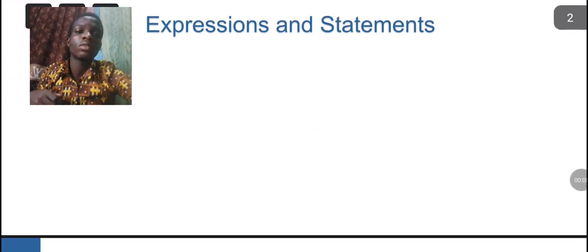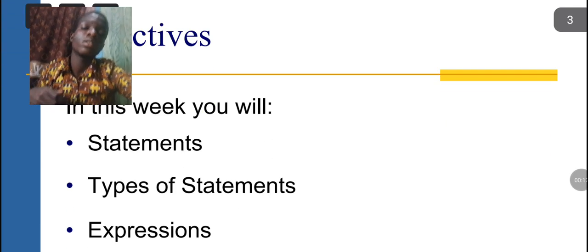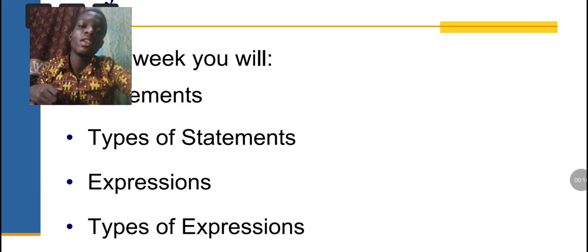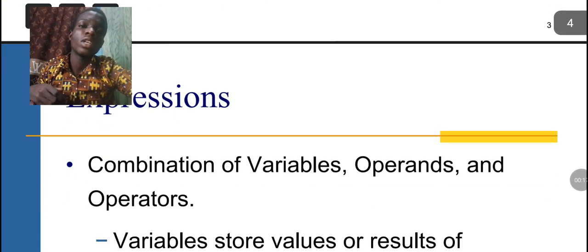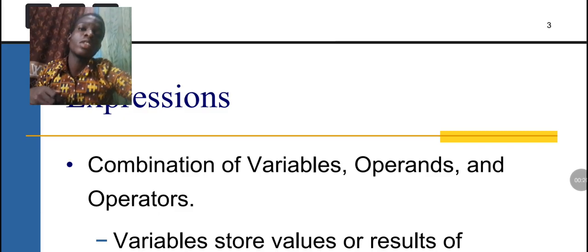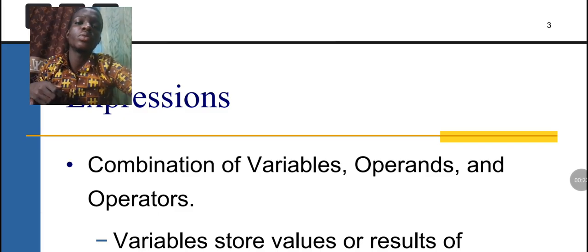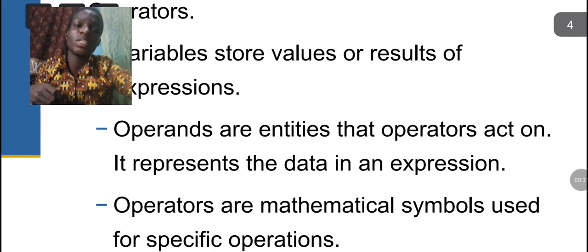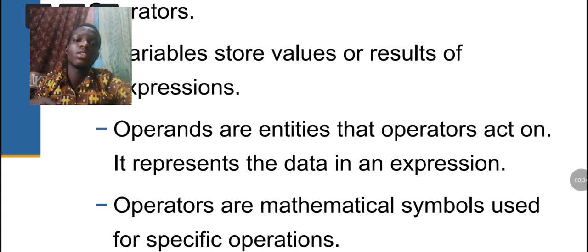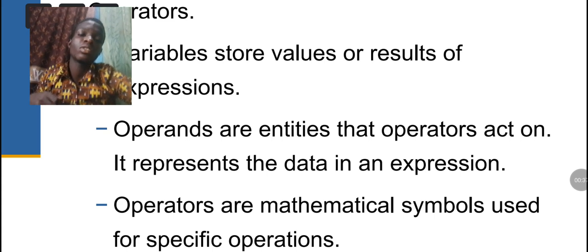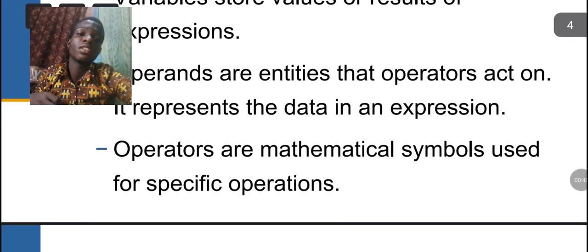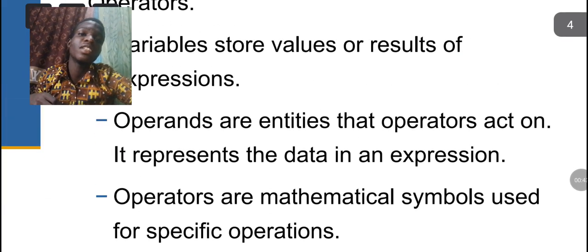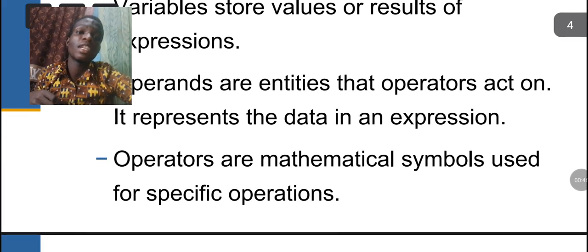So our next topic is expressions and statements. Our objective is to learn statements, the types of statements, expressions and their types. When you talk about expressions, it's a combination of variables, operands, and operators. Operands are the entities that operators act on. Operators are mathematical symbols used for specific operations, like addition, subtraction, division. And the operands can be integers or floating point numbers.